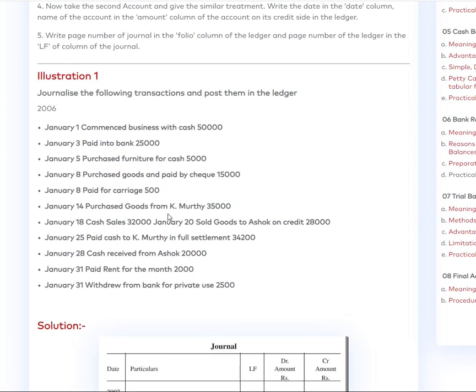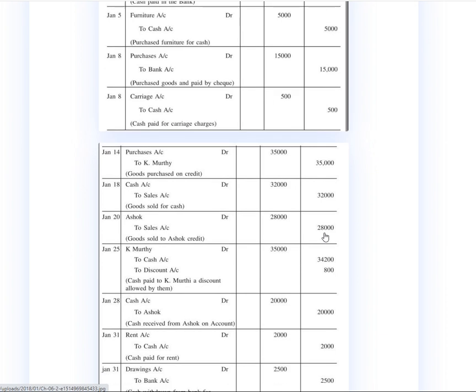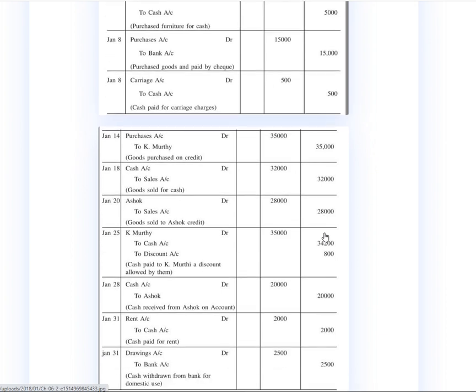Now the remaining part, on January 20th, sold goods to Ashok on credit. We have sold the goods to Ashok on credit basis, so Ashok is a debtor to us. He has not paid us the money yet. Debtors are increasing. Debtor is a current asset. When an asset increases, we have to debit that. So here Ashok, the debtor, is increasing.